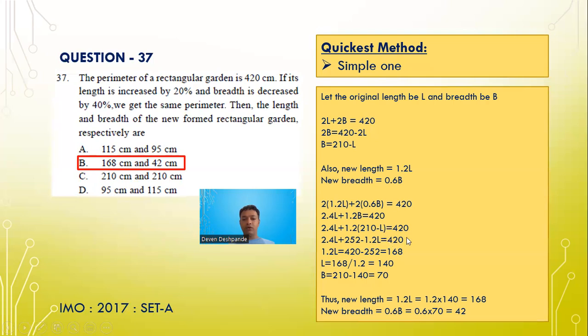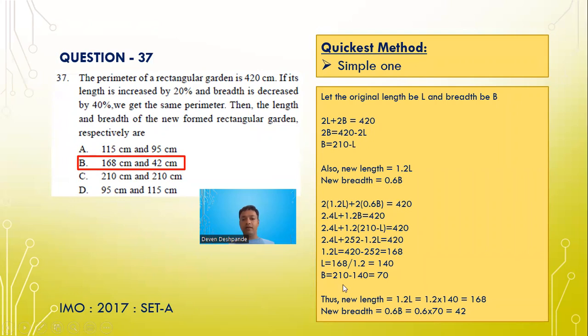2.4 L minus 1.2 L is 1.2 L, which is equal to 420 minus 252. 420 minus 252 is 168. So 1.2 L is 168, and L is equal to 168 upon 1.2, which is 140. So L is 140. So B is 210 minus 140.